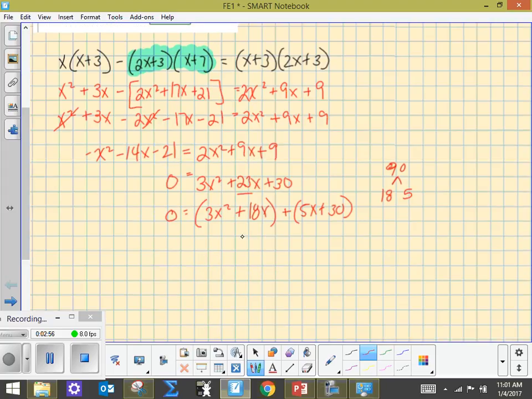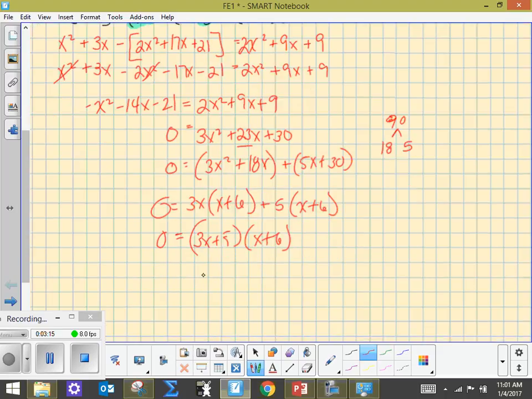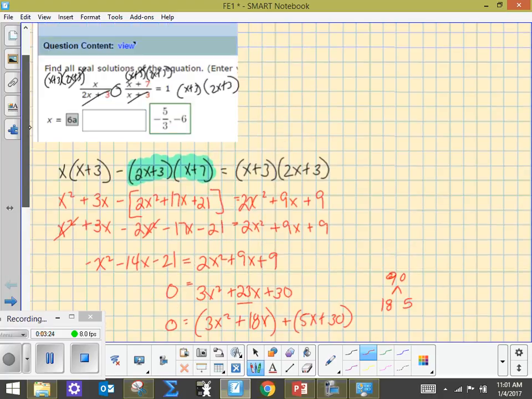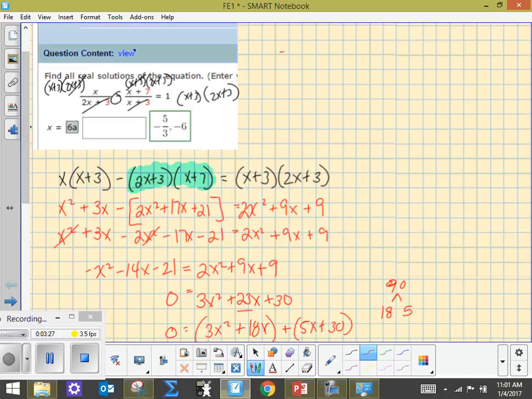In the first grouping, take a 3x out, gives me x plus 6. In the back, I take out a 5, leaves me x plus 6. So now I've got 3x plus 5 as a factor, x plus 6 as a factor, and now solving that, x will equal negative 5/3, and x will equal negative 6. Once I'm done with these, I'm going to go back up to the beginning to make sure that I don't have an issue with them. So negative 5/3 and negative 6 for the answers.